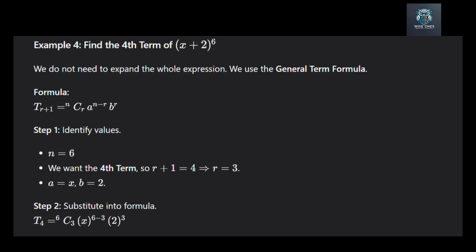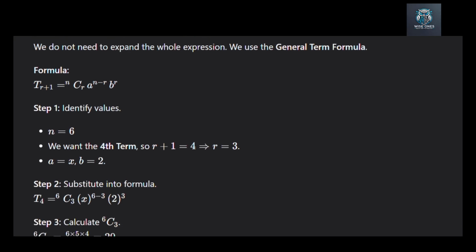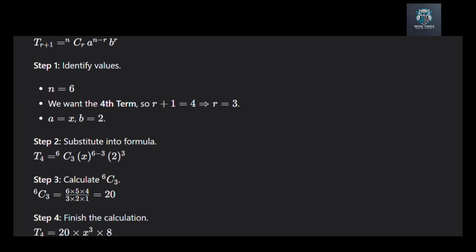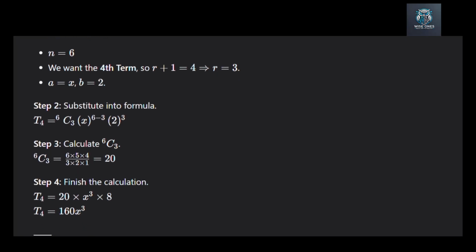This is 6 factorial divided by 3 factorial times 3 factorial. 6 times 5 times 4 divided by 3 times 2 times 1. 3 times 2 times 1 is 6. So the 6 on top cancels with the 6 on the bottom. We are left with 5 times 4, which is 20. Step 4. Finish the calculation. We have 20 times x cubed times 2 cubed. 2 cubed is 8. 20 times 8 is 160. So the fourth term is 160x cubed.